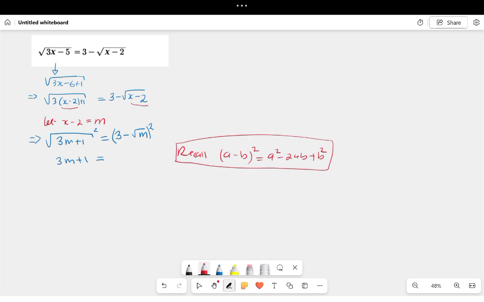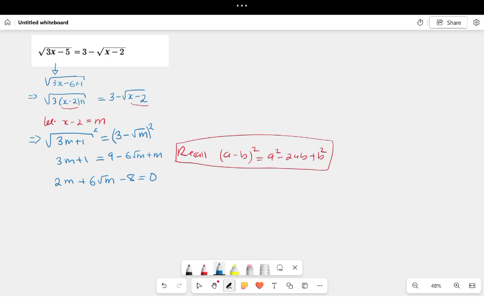Now, therefore, using the same understanding, this part here is going to be 9 minus 6 the square root of m plus m. Now, putting the like terms together for this equation, we are going to get 2m plus 6 the square root of m minus 8 equals 0.